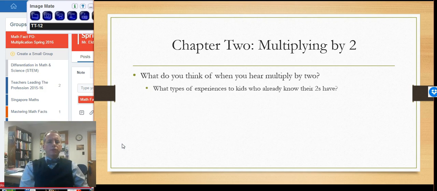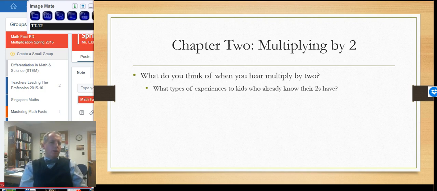So this is our second chapter. The first chapter, of course, was just our overview. And so I ask you to think, as we get started here, what do you think about when you hear multiply by 2? When somebody says, well, you're going to have to multiply by 2, what kind of experiences do you have with that?